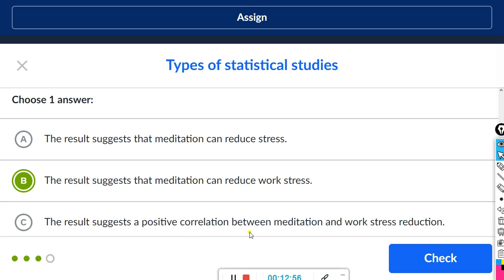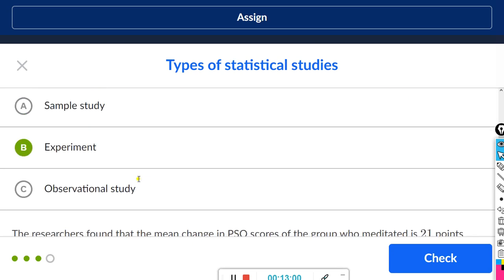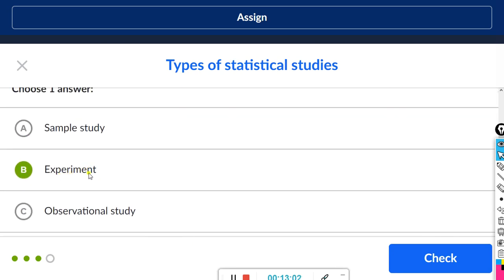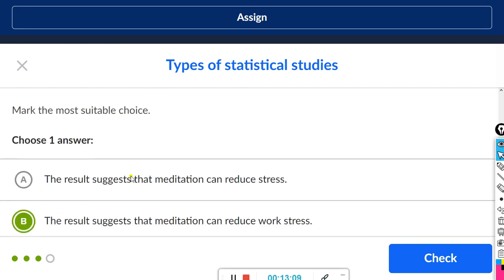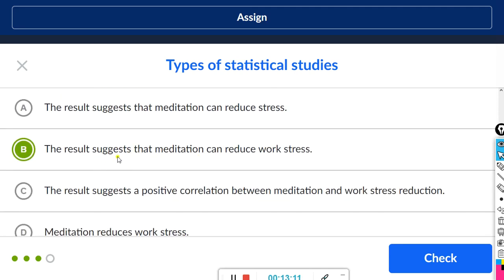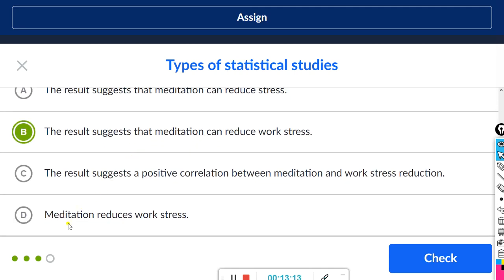C talks about a correlation between meditation and work stress. However, when you do an experiment, that's for cause and effect. That's not just for a correlation. So I think it's B. D says it very matter-of-factly, and I don't like that because there can definitely be other factors in the study here. So I'm going to go with B.